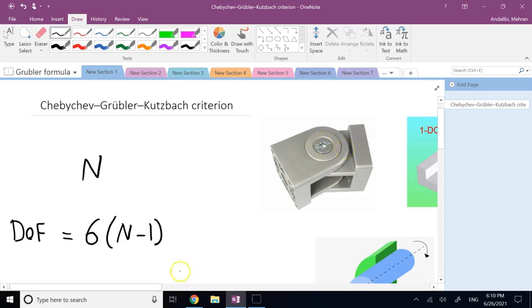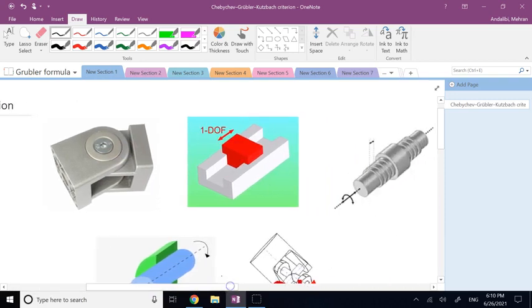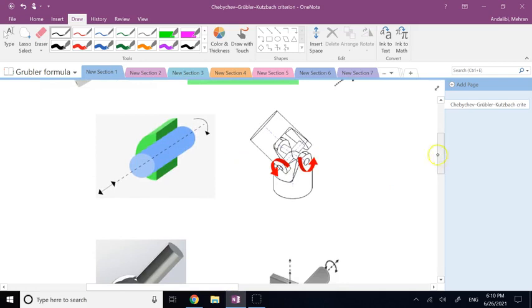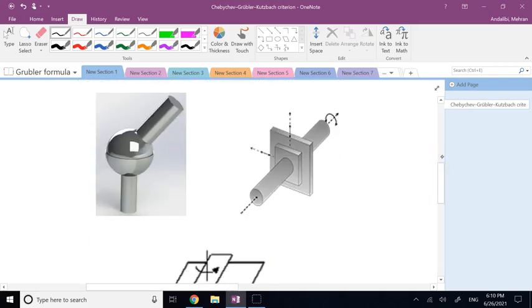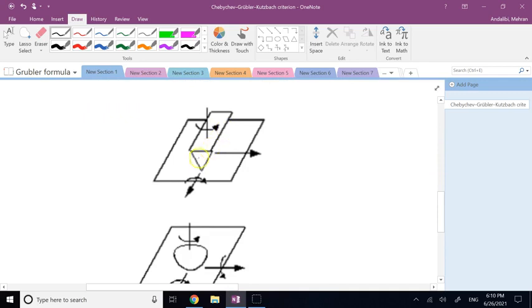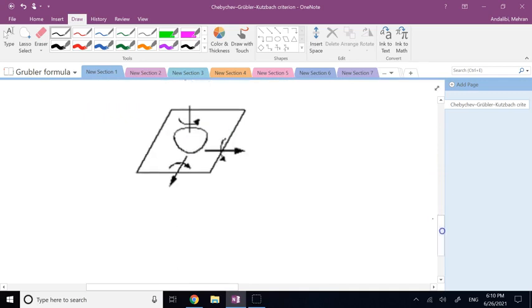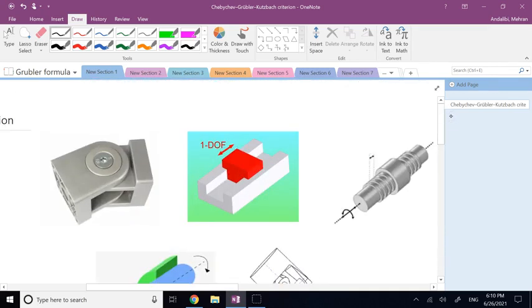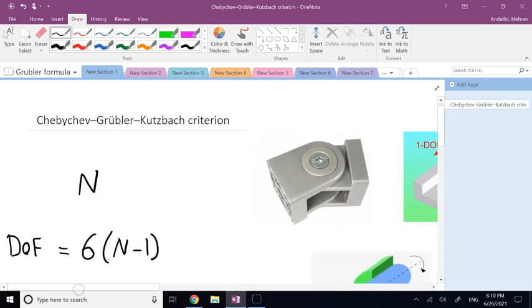Or let's say, for example, here I have the other type of constraint, we call it prismatic. Or we have the screw joint, or the universal joint, or cylindrical joint, spherical joint, planar constraint. We have what we call edge-surface contact. We have point-surface contact, and so on and so forth, right? So when we have these types of constraints, how would they affect or reduce these degrees of freedom?